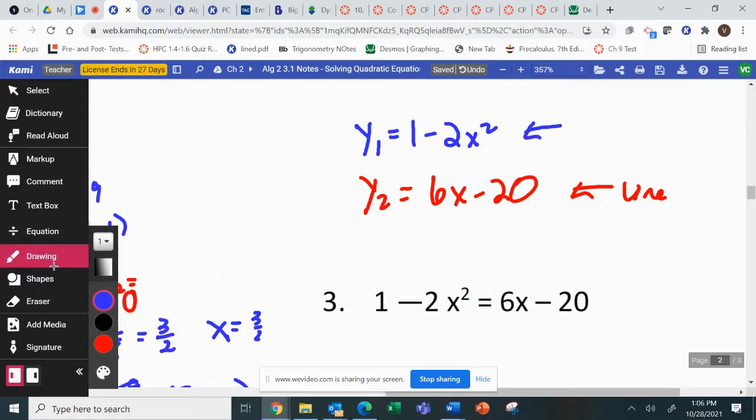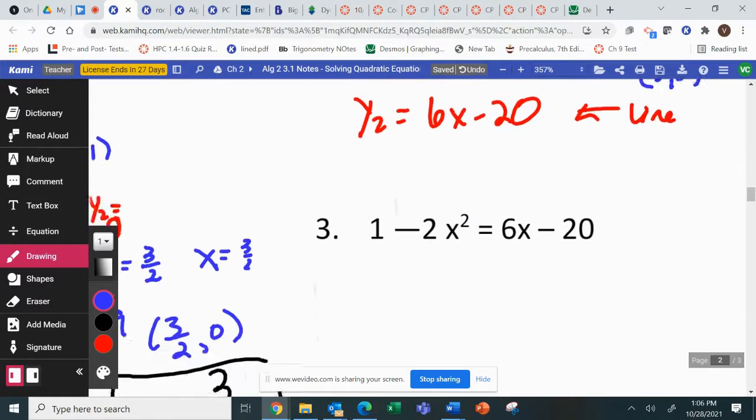If I reorder it and I write negative 2x squared plus 1, this is vertex form with a vertex at 0, 0. It's got up 1. It's got a reflection. It's got a stretch of 2. So you could graph that too. So then you would find where they intersect.